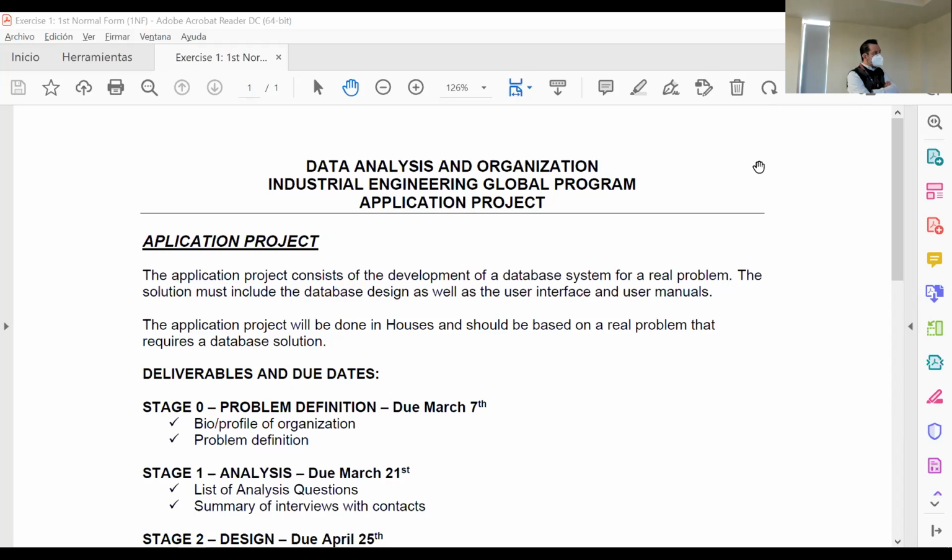And so, what is the application project? The application project is going to be the development of a database system for a real life situation or problem. The solution should go through the stages that we've been talking about: the analysis, design, implementation, testing and deployment. And should include everything that we would need to have that set up, including users manuals, interfaces, etc.